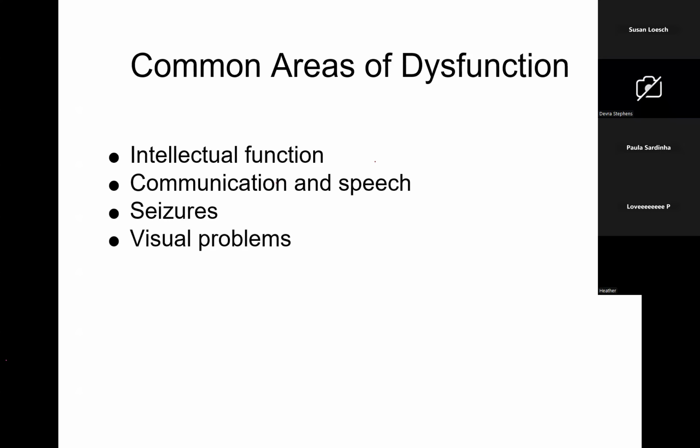They can have problems intellectually, problems with communication and speech, seizures, and visual problems. Most of them have normal intelligence, but not all of them. And because of the motor issues, the impaired mentation and visual and hearing issues that they might have, these all affect their ability to communicate and to speak.